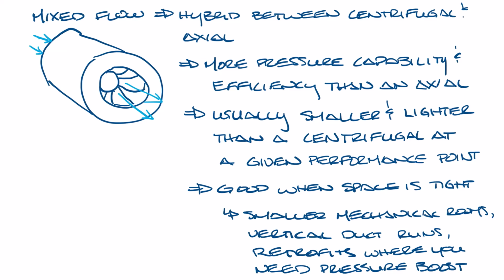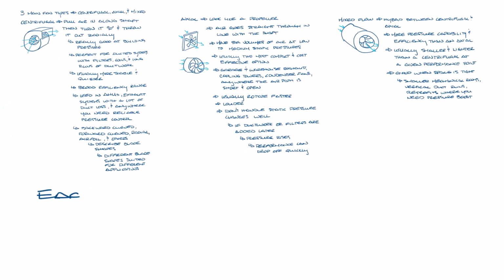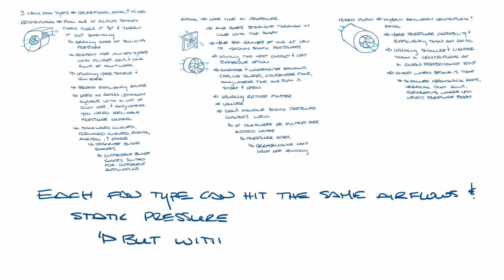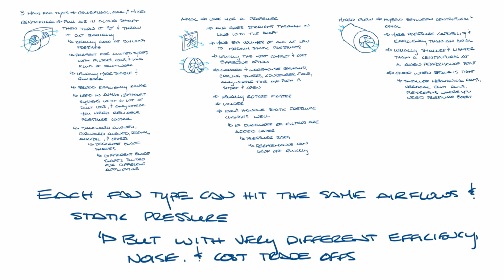So let's bring everything back on screen. Each type of fan can hit the same airflows and static pressures for the most part, but with very different efficiency, noise, and cost trade-offs. So when you're selecting a fan, it's not just the CFM at a specific static pressure. You need to think about the system it's going into. I'll cover more topics to consider when selecting a fan in the next few videos. So those are the different types of fans.